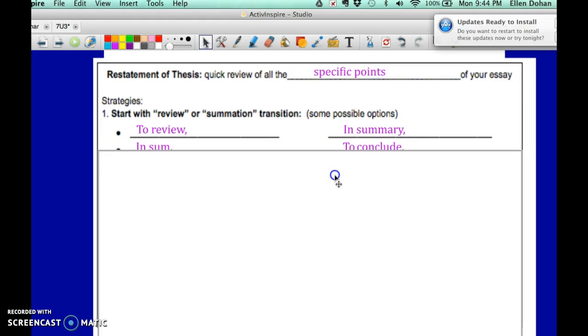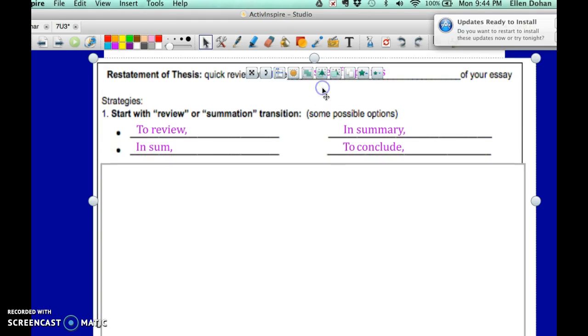So the strategies, first and foremost, I want you to signal that you're actually wrapping things up by having a review or summation transition. And these are some possible options, not ones you have to use. But do write these down. These are possible choices that you can use to show, okay, I'm wrapping up all my main specific points about this particular text. And those 4 are to review, in sum, in summary, and to conclude.